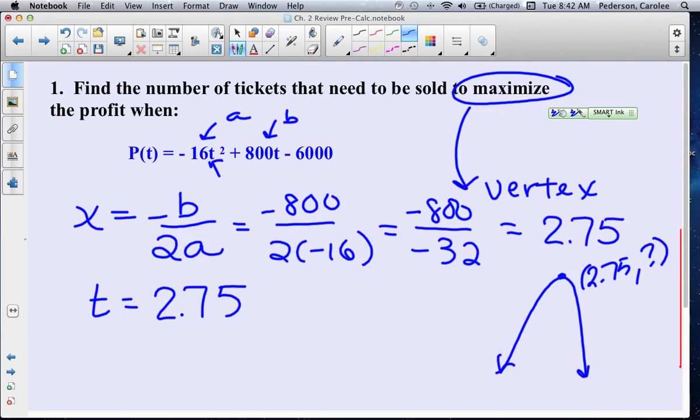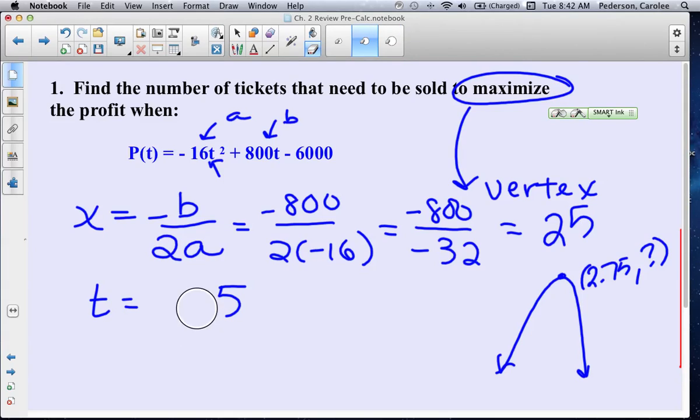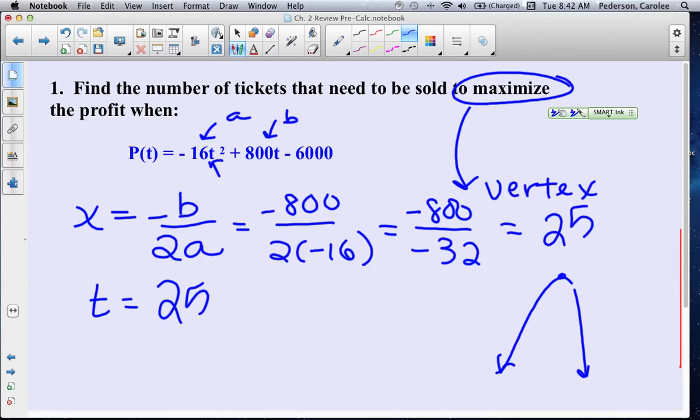Should be 25. Negative 800 divided by negative 32 is 25? Yeah, that's 25. I was thinking that's not a lot of tickets to maximize profit. 2.75 tickets, they're not selling a lot. So 25 tickets. I wouldn't want to go see that show if they're only selling 2 3/4 tickets.